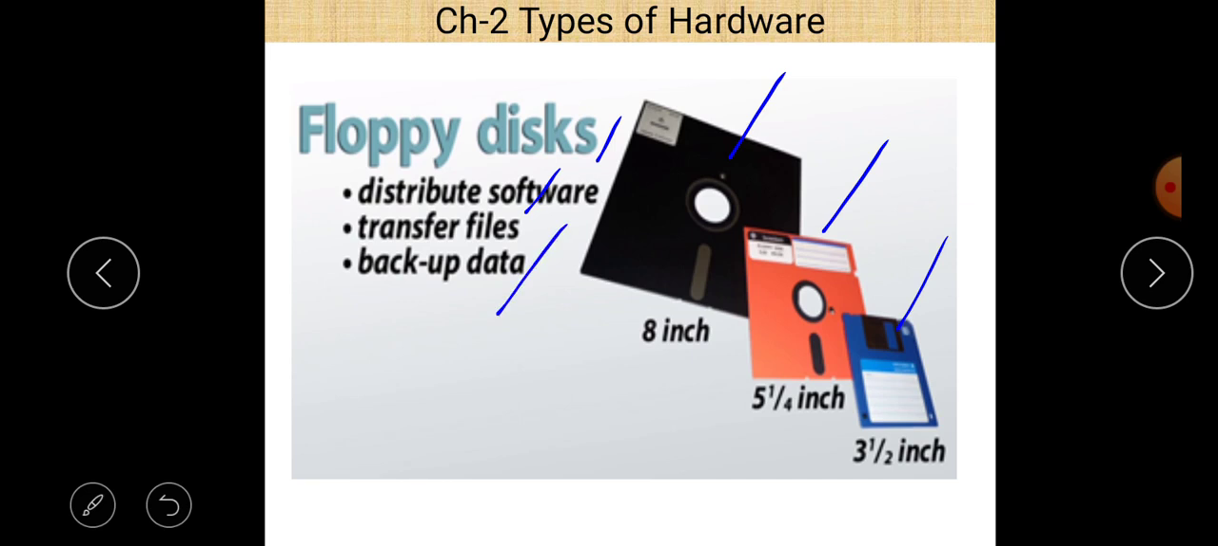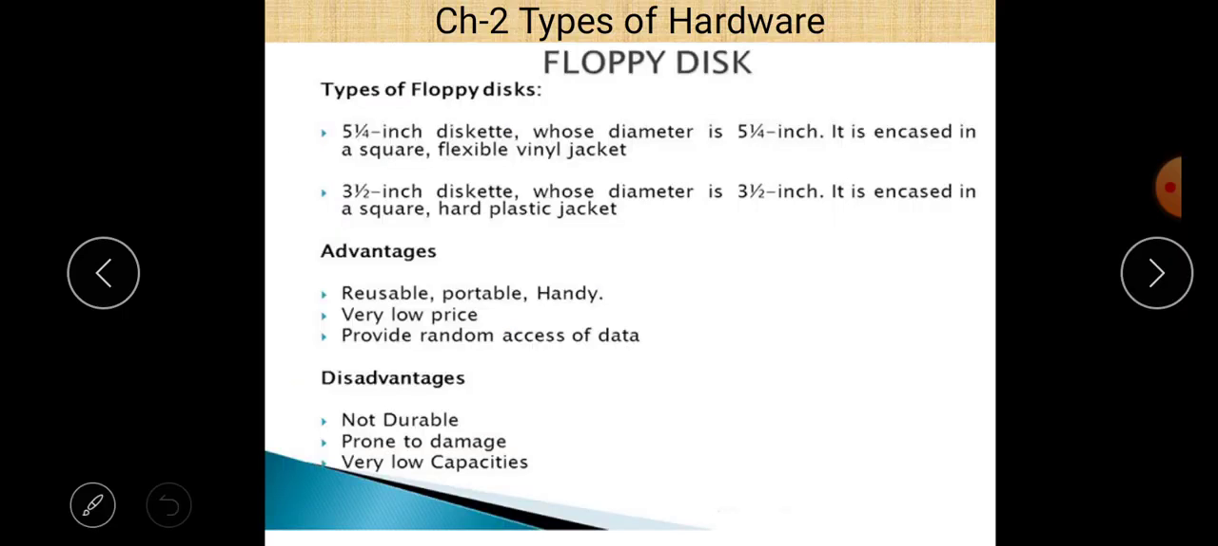And these are the three different sizes of floppy disk that are available in the market. You can easily see the 5.25 inch diskette, whose diameter is 5.25 inch, and it is encased in a square, flexible vinyl jacket. And the 3.5 inch diskette, whose diameter is 3.5 inch, is encased in a square, hard plastic jacket.